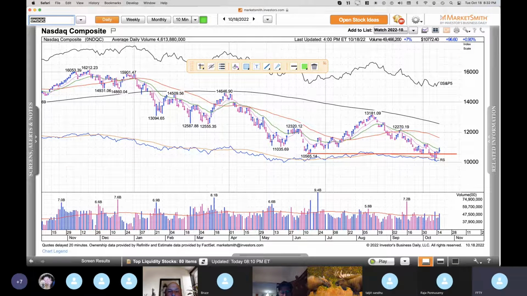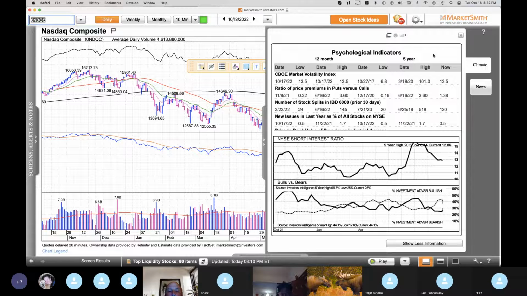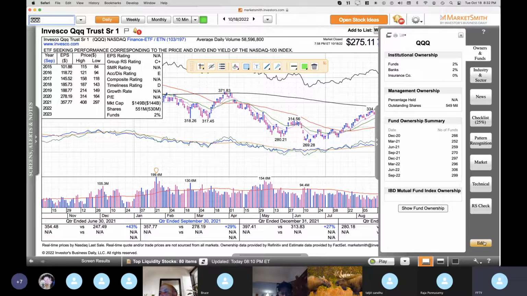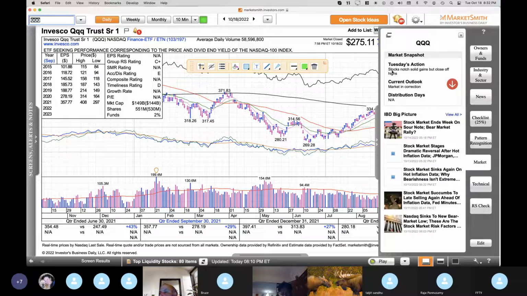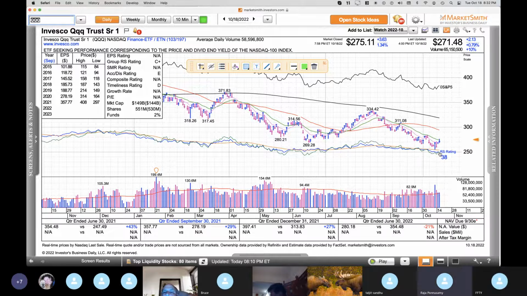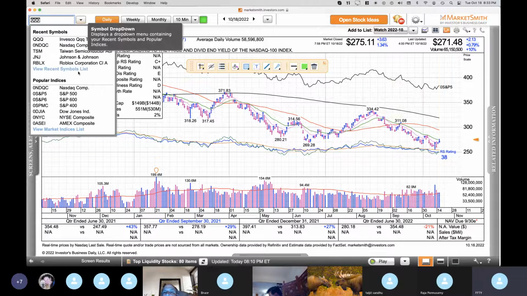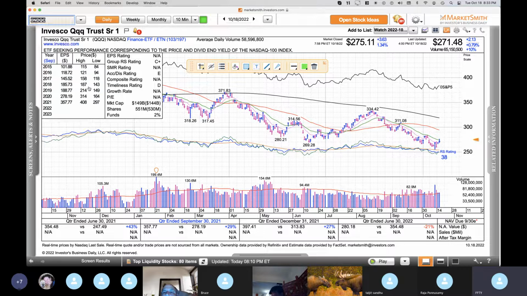So let me double check what IBD is saying today. This one for market here is, they're still in correction. They have not called the follow-through day yet. Even today? No, because the percent change is not more than 1.25.